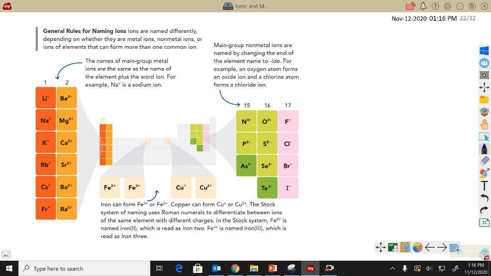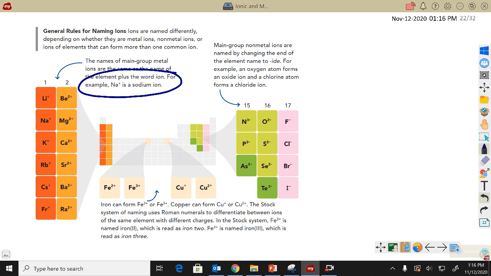So if you're looking at groups 1 or 2, the alkali metals or the alkaline earth metals, these are all positive ions. The alkali metals are always +1, and the alkaline earth metals are always +2. So these guys will be named with just their element name, and then we add the word ion at the end. So all we do is say sodium ion versus sodium atom. And anytime you see the term ion, it means the charged version.